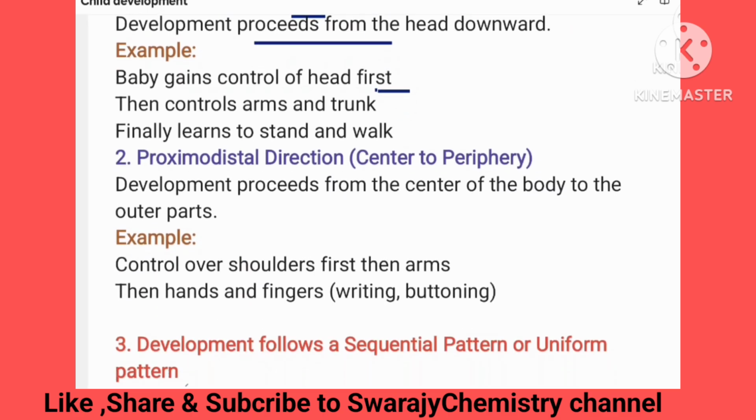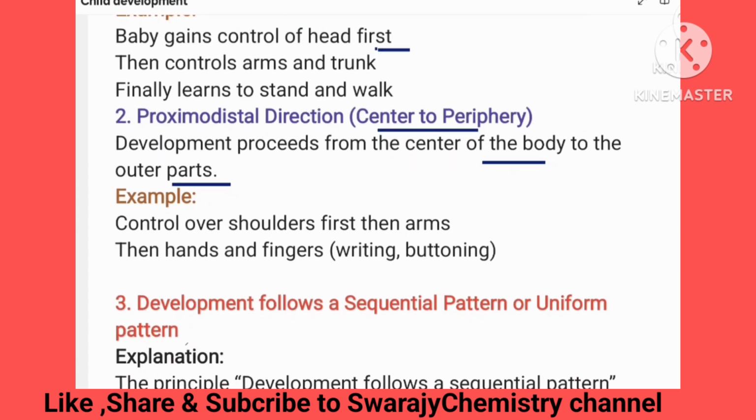The second one, proximodistal direction, that means center to periphery. Development proceeds from the center of the body to the outer parts. Example, control over shoulders first, then arms, then hands and then fingers.